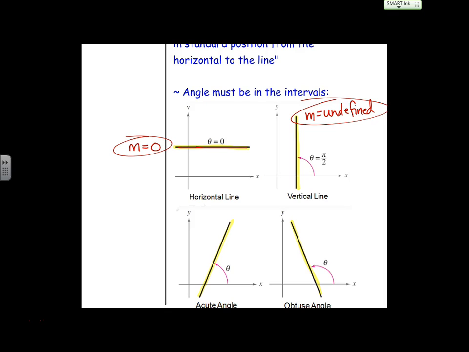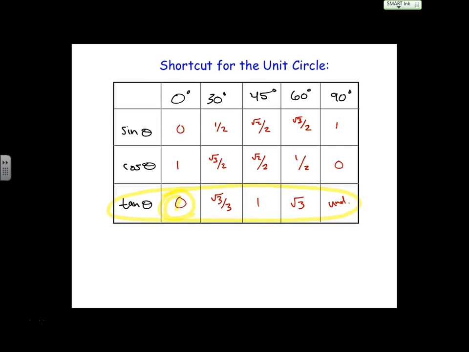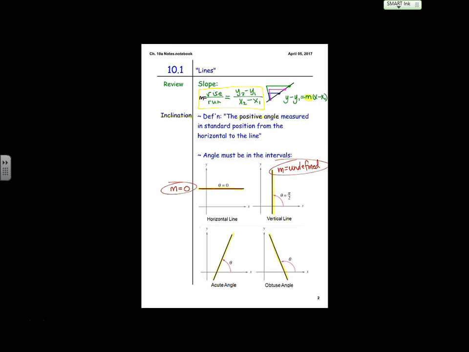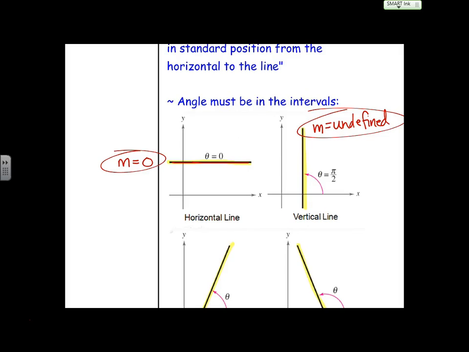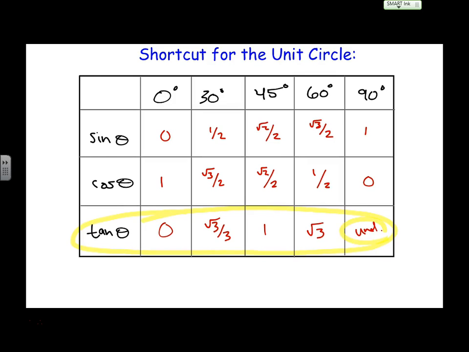Does that work in our formula? Cheater chart: m equals tangent of 0. What's tangent of 0? 0. Oh yeah, that works. So if the incline is 0, then the slope is 0. How about this one? If the incline is 90 degrees, what would the tangent of 90 degrees be? That makes sense also. Tangent of pi over 2 is the same thing as tangent of 90 in our cheater chart. Tangent of 90 is 1 over 0. It's undefined, so that's okay.